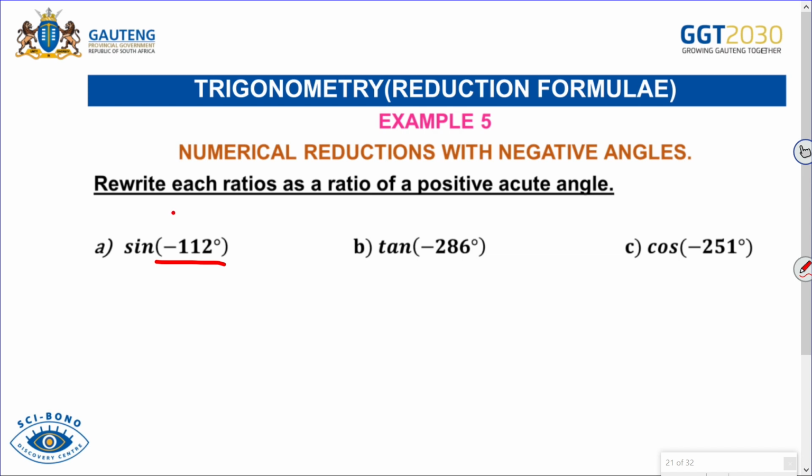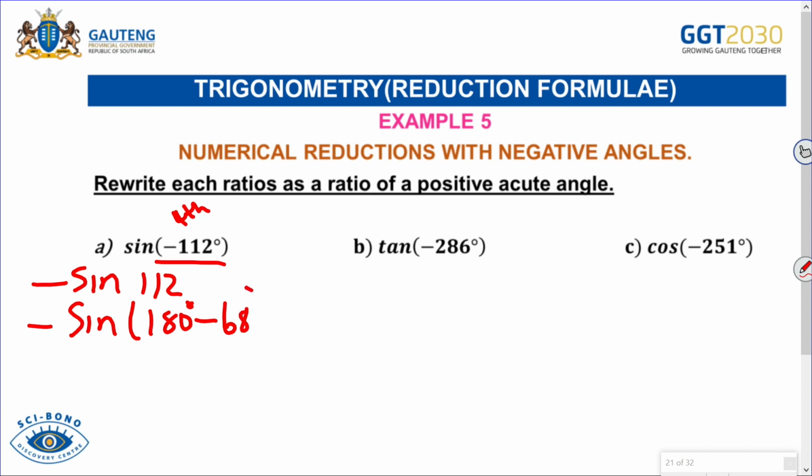And in quadrant 4, is sine positive or negative? So it's going to be negative sine of 112. 112 still needs to be reduced because it's in the second quadrant. So you still need to say, okay, negative sine of 180 degrees minus 68. So it means you'll get negative sine of 68 degrees.